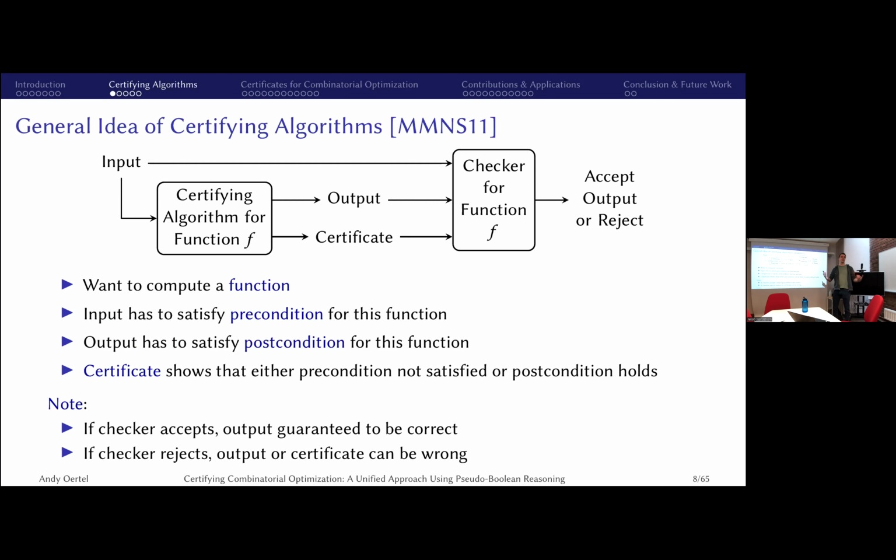However, if the checker rejects, so does not accept this check, then either the certificate or the output is wrong, but we don't know which one. It can still be that the output is correct, that the algorithm returns the correct output, but the certificate is just wrong.